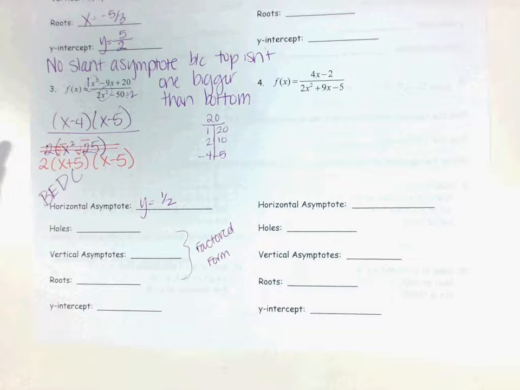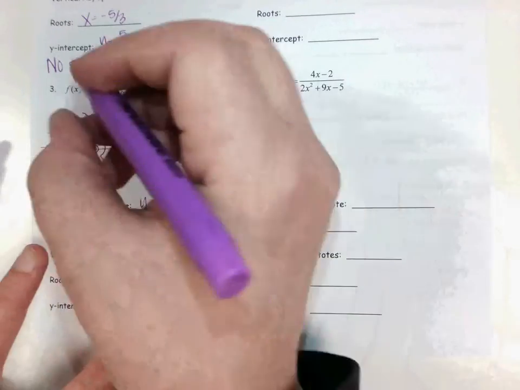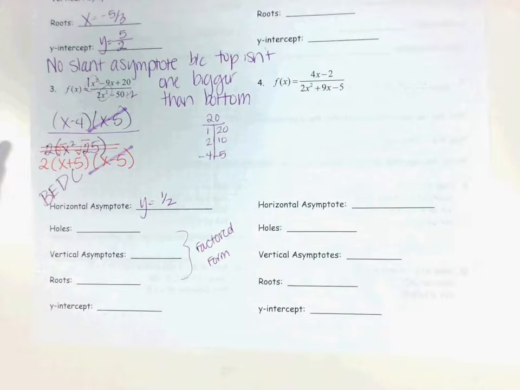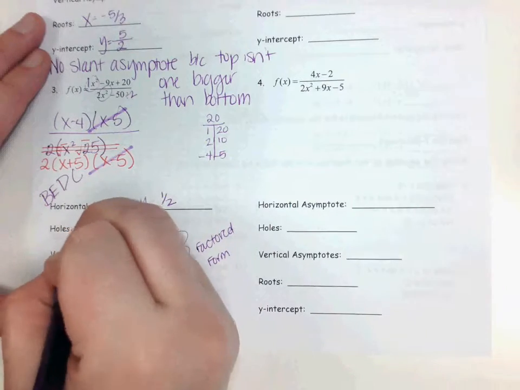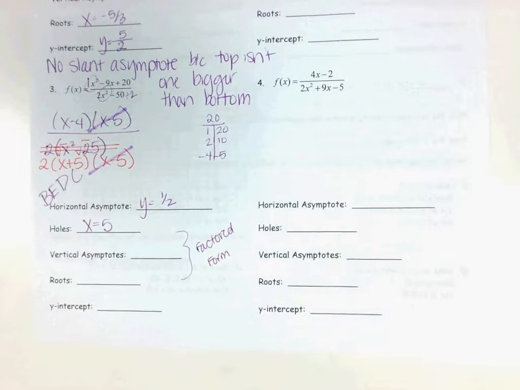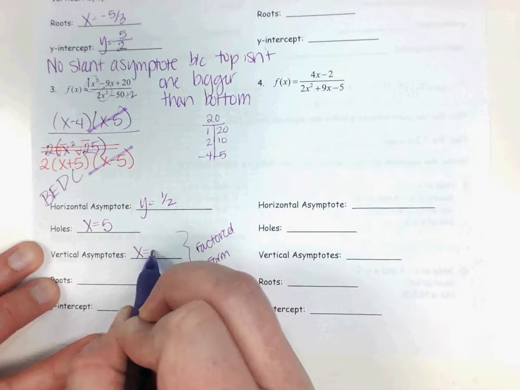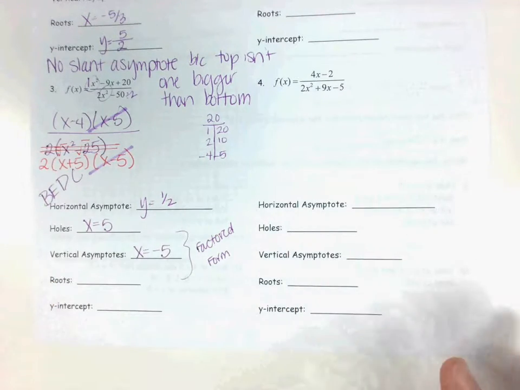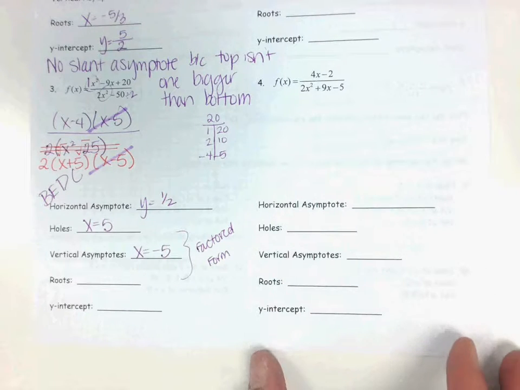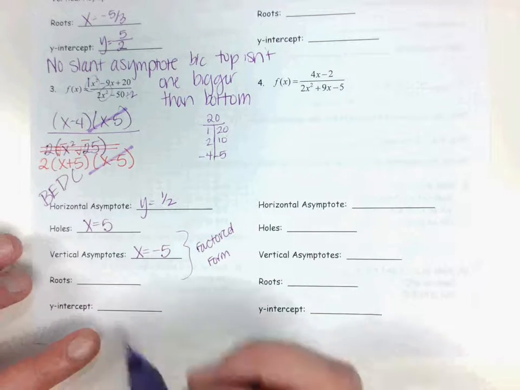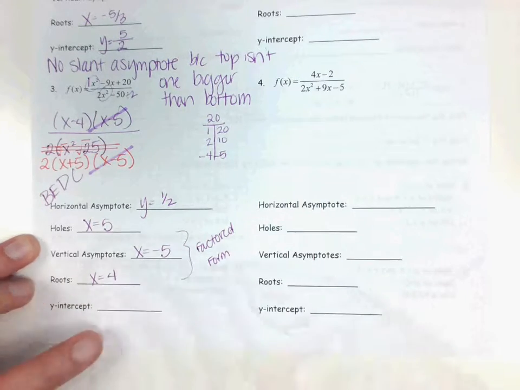So I have my 2 that I pulled out to the front and my square roots were a plus and a minus 5. Now, which of those is going to leave a hole in the graph because it cancels? Very good, the minus 5s. Where will the hole be in the graph? Positive 5. Vertical asymptotes are left in the denominator. What's left in the denominator? Negative 5, because a plus 5 was left over. And then my roots are what's left on top. What's left on top? X equals 4.